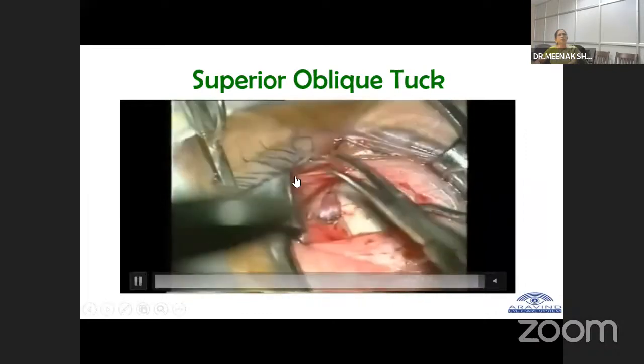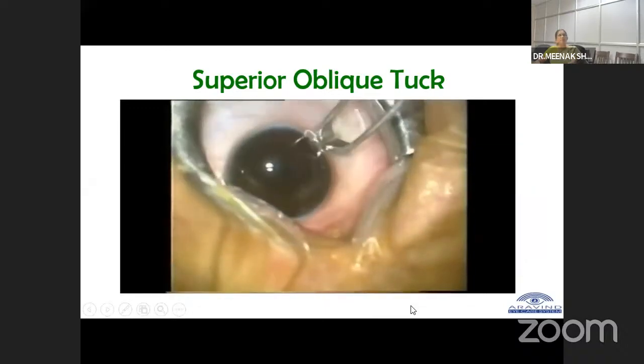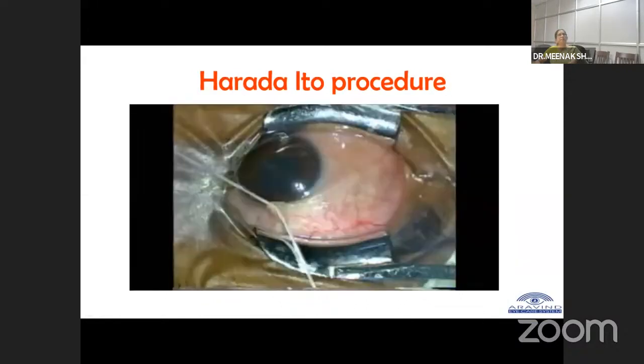In passive traction testing, when you pull the globe up, it should at least be at the level of the medial canthus. So with that, we will know whether it is this thing. For want of time, I'm skipping this video.